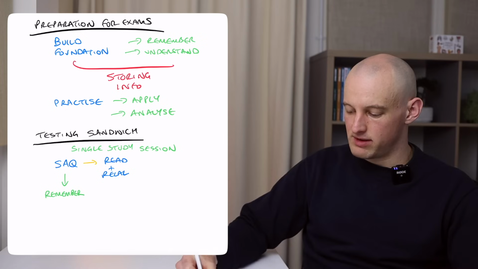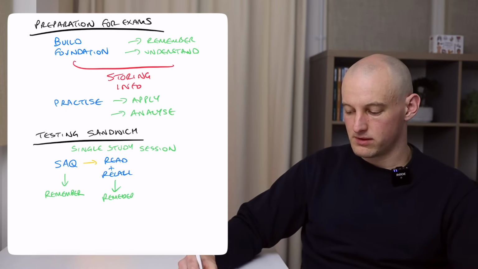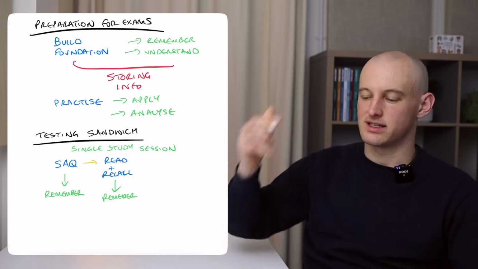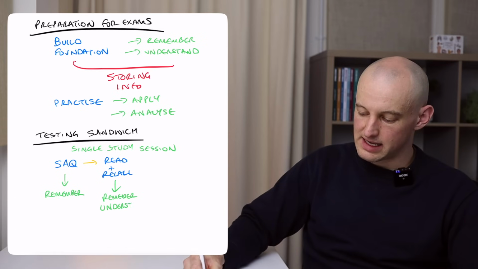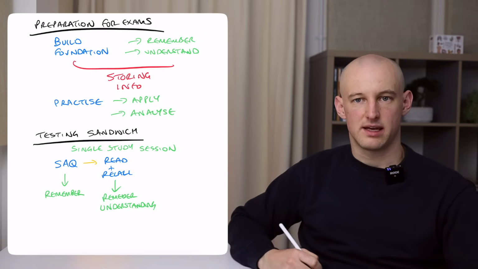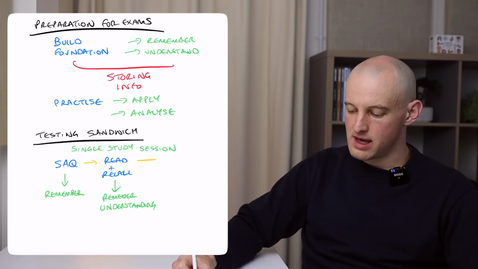And with read and recall, what you're doing is training your memory. You're actually drilling those facts into your memory when you recall them, and you're improving your understanding. So you're targeting the bottom two of this Bloom's taxonomy.